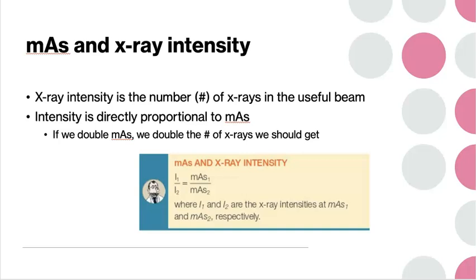So X-ray intensity can also be described as the number of X-rays we'll get in the useful beam, meaning that beam that shoots straight out through the window and down toward the patient and the IR. Intensity is directly proportional to mass, so basically if we double mass, then we're going to be doubling the number of X-rays we should get. This is straight from your textbook and it shows you that direct relationship. Intensity 1 over intensity 2 is equal to mass 1 over mass 2. So when something doubles on this side, it's going to double on that side.